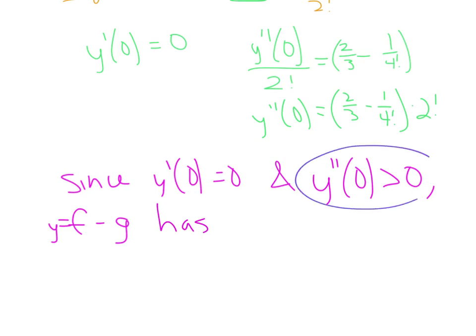Right here, this is saying y double prime is greater than 0, which means the function is concave up. So the function y is concave up. And if the derivative is 0 and the function y is concave up, then we have a minimum. Has a minimum at x equals 0.